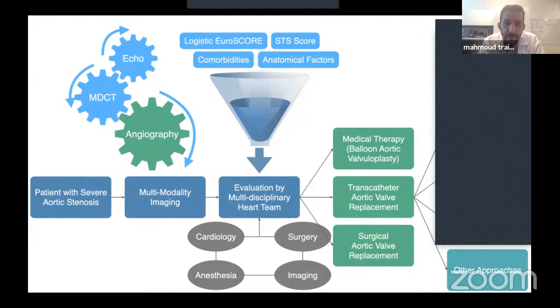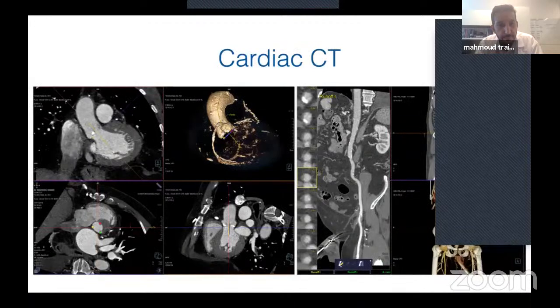And fundamental to that evaluation is really obtaining true numbers. So EuroSCORE, STS score of the patient, anatomical factors, looking at their comorbidities. And through the multidisciplinary heart team, which involves the cardiologist, the surgeon, the imaging cardiologist, and the anesthesiologist, make a decision about which way each patient can go, surgical versus transcatheter approach. And if it is transcatheter, transfemoral, which is the ideal, or need for alternative access.